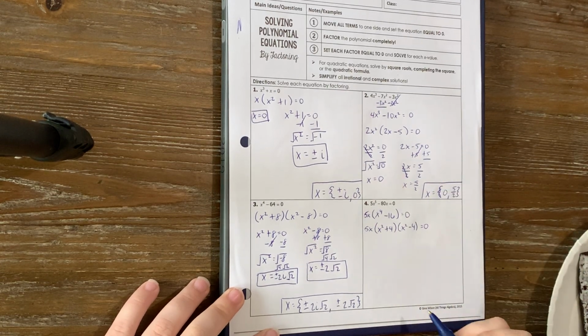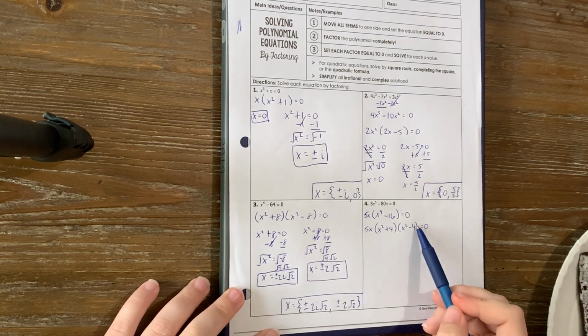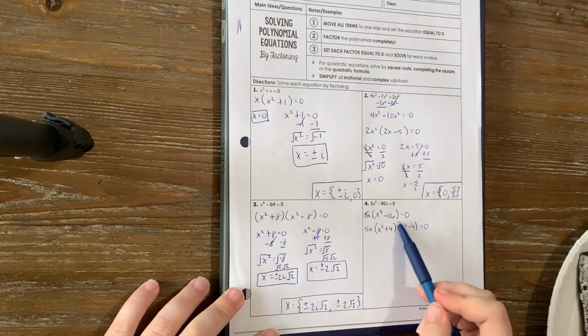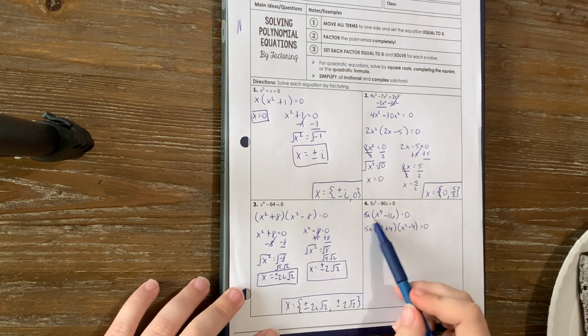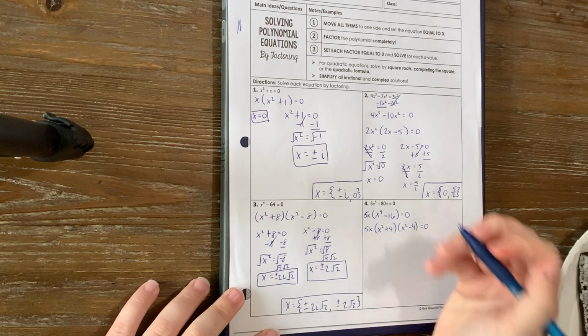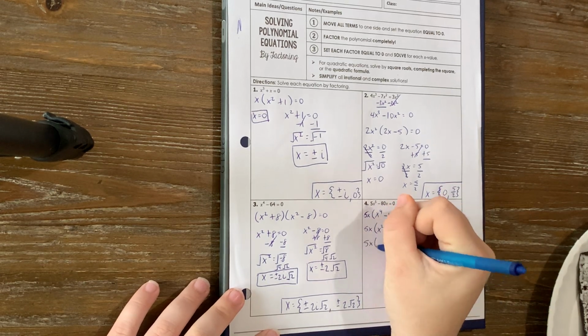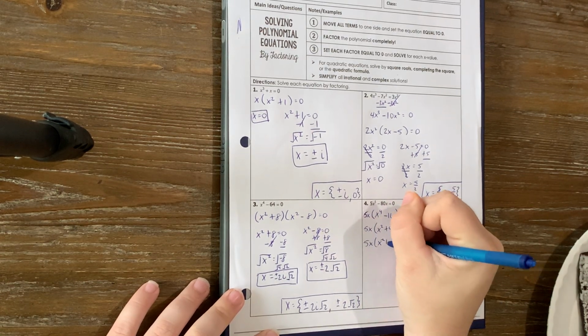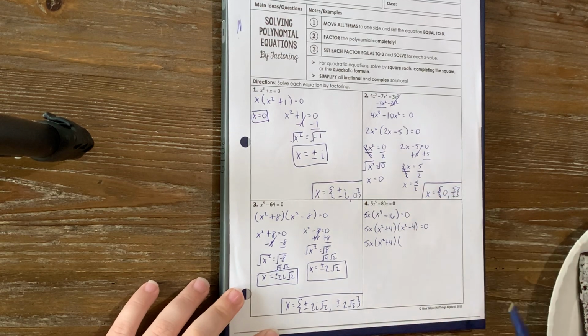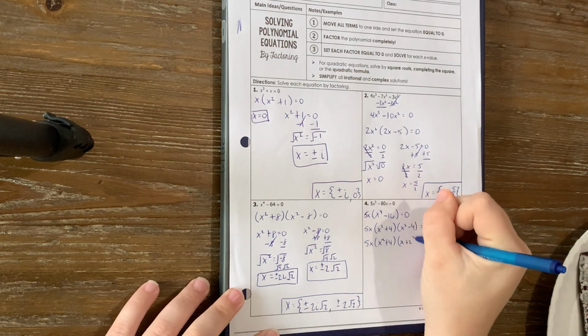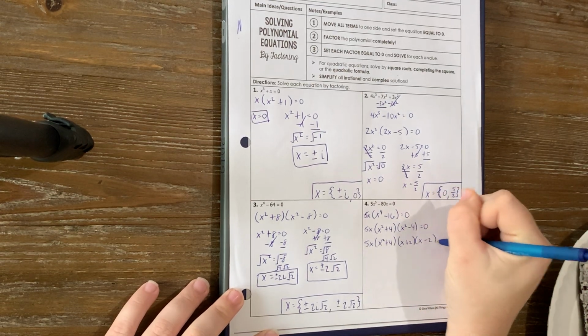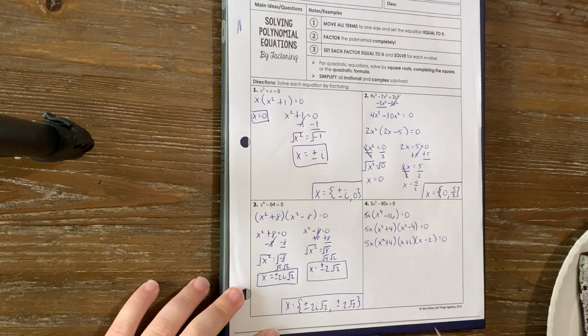Can we simplify any further? Yes, this one right here we can still do difference of squares with. So all of this that we aren't going to do anything else with, we're just going to keep pulling it down. So we have 5x, we have x squared plus 4. Difference of squares, square root of x squared is x, square root of 4 is 2. So x plus 2, x minus 2. We cannot simplify further.